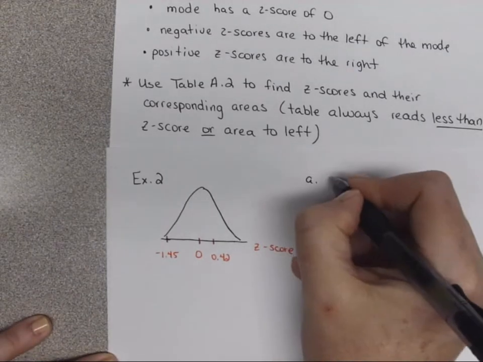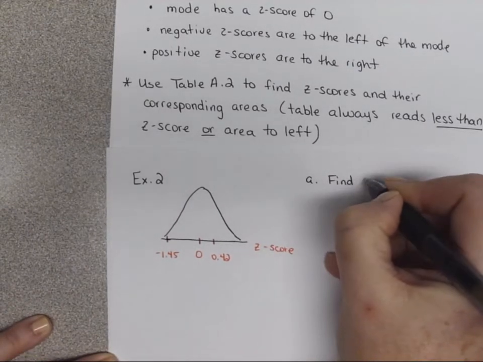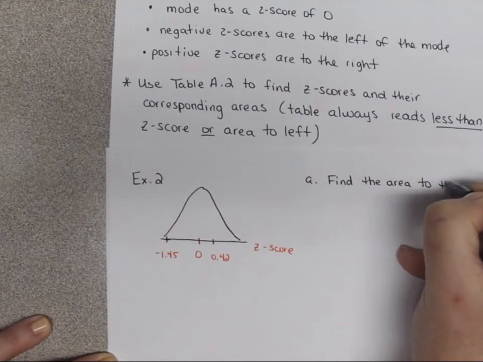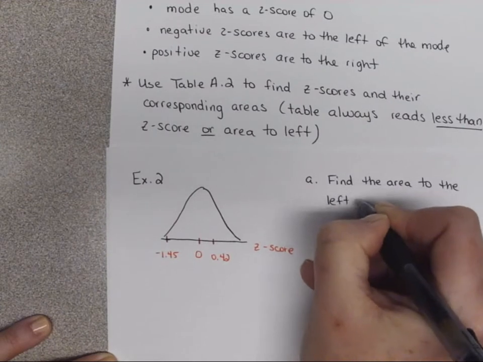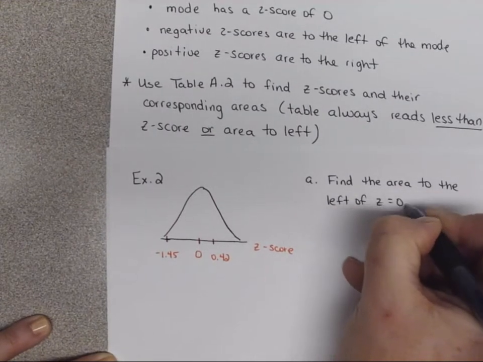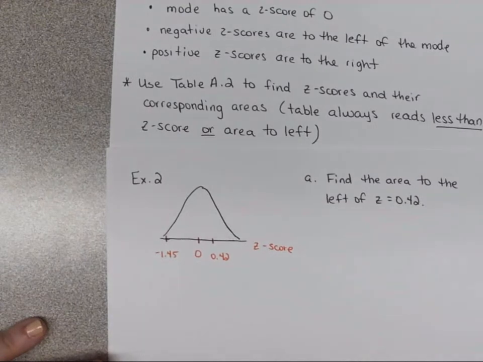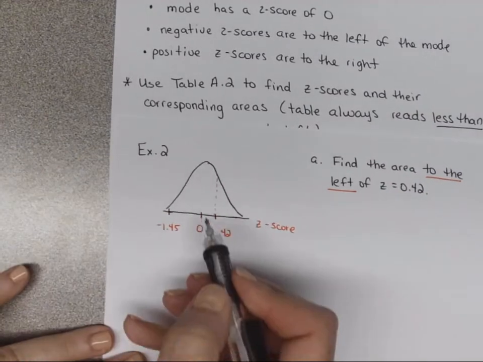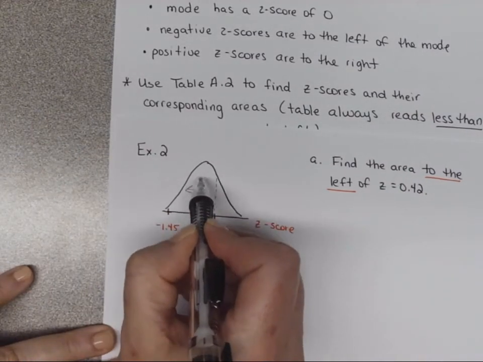I'm going to show you how to read it. So first I want you to find the area to the left of z equals 0.42. It's significant which direction they tell you to go. It says to the left of that z-score, and the chart, remember what I said, always reads naturally to the left. So let's draw what's going on here. What I'm asking you about is here's 0.42, and I'm asking you to tell me what this area is.